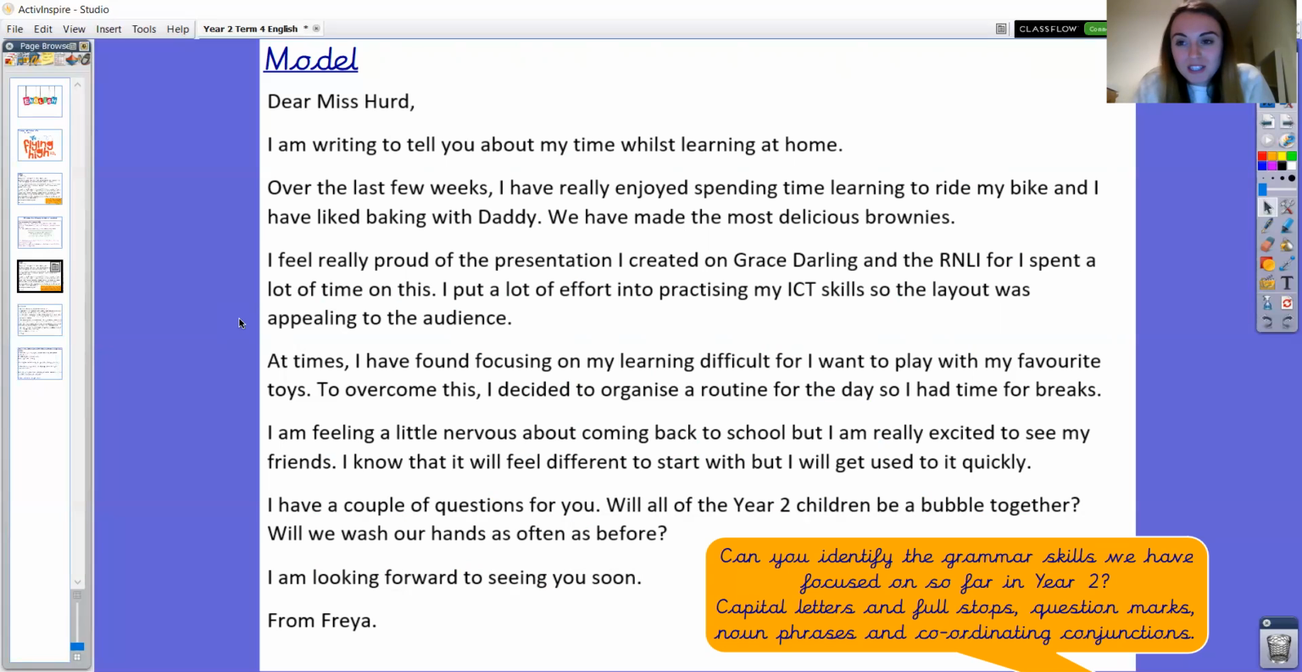Remember, when spotting coordinating conjunctions, they join together ideas. So there needs to be a main clause, which makes sense on its own, a coordinating conjunction, followed by another main clause, which makes sense on its own. So if you spot a coordinating conjunction, for example, if you spot but, you need to check that either side of the word but, the main clauses make sense on their own. Okay, so please pause the video here to have a look at the model.